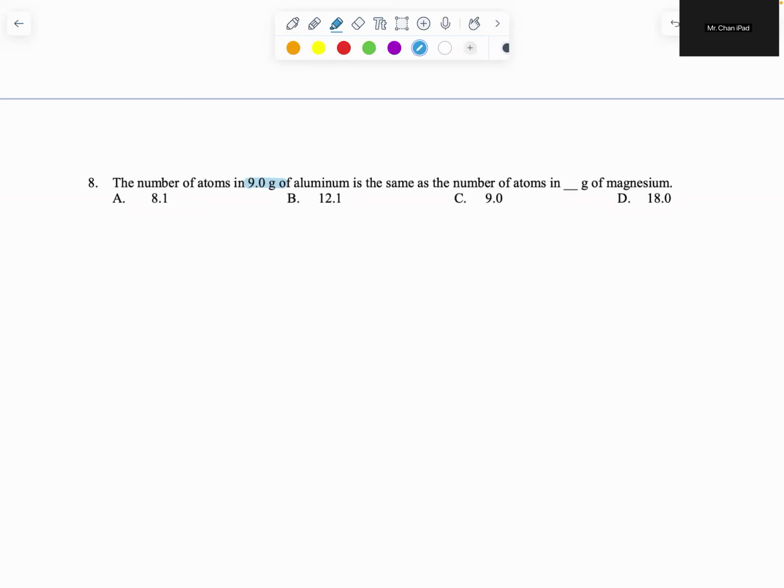So I should know, like I said in the previous question, the number of moles. And by the way, let me write down the molar mass from the periodic table for aluminum. It is 26.98, so close to 27. That means 9 grams is approximately 0.33 moles of aluminum.